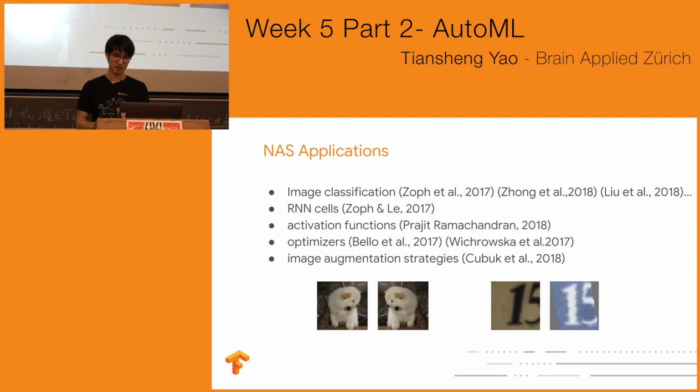Just as I mentioned, there is a lot of research in this field applying neural architecture search, or NAS, in general, like in image classification, RNN cells, and activation functions, automatically looking for functions that are effective in neural networks. There is also work on looking for new optimizers and image augmentation strategies, meaning how much you want to rotate your image and how you are going to crop your image, searching for strategies to combine different image augmentations.